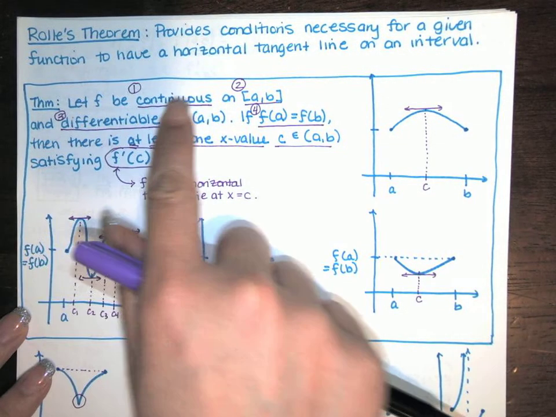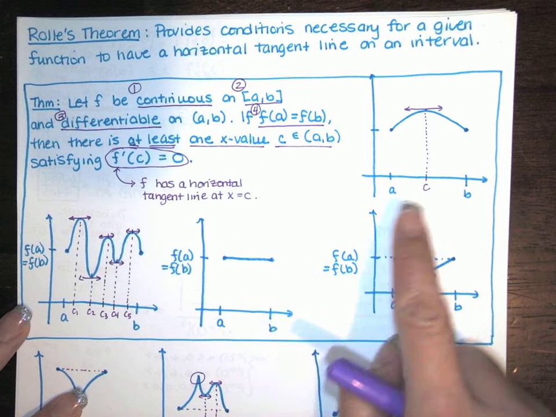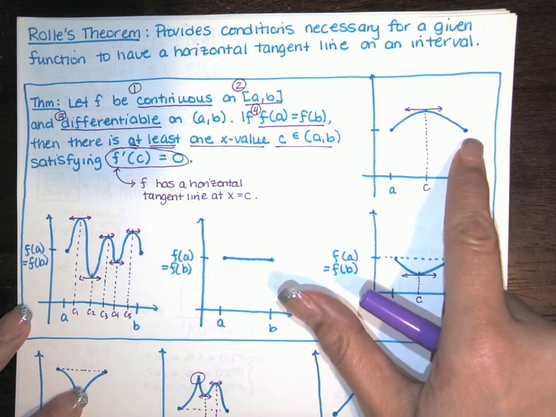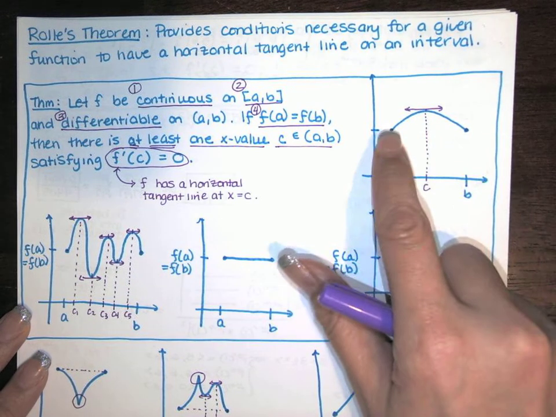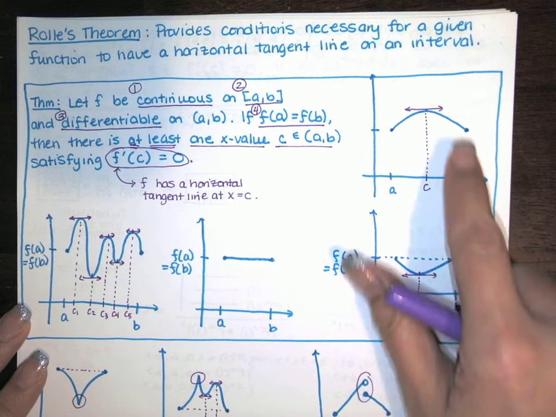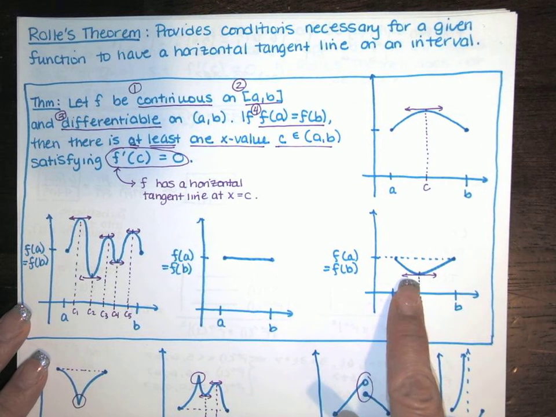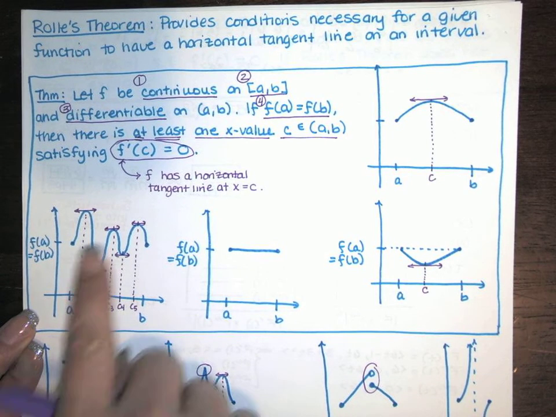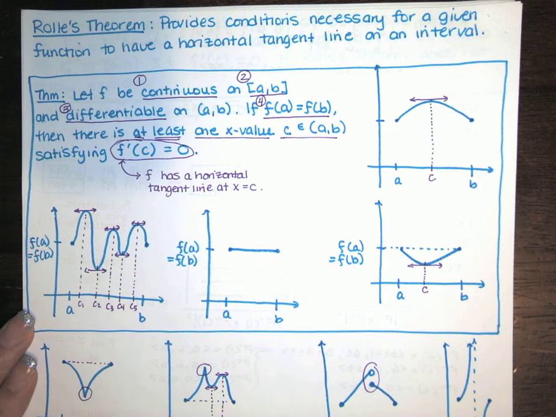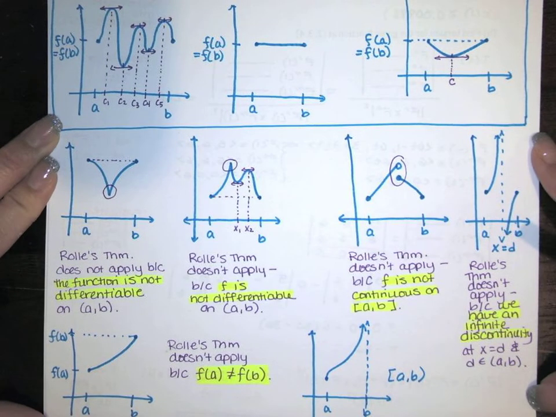If your function's continuous, you're on a closed interval from a to b, and the function's differentiable, and you start and end at the same place, so the y value over here and the y value over here are the same. If the function goes up, it has to come down. If the function goes down, it has to come up. If it does so in a smooth way because it's differentiable, you're guaranteed at least one x value where the slope is 0. Now you might have a bunch of x values where the slope is 0, or you might have infinitely many x values where the slope is 0. And then these are all of the ways that Rolle's theorem would not apply.